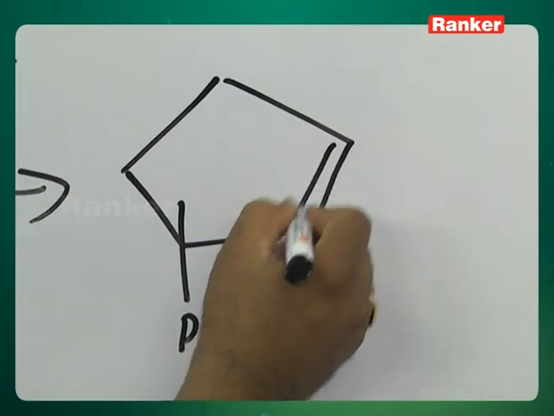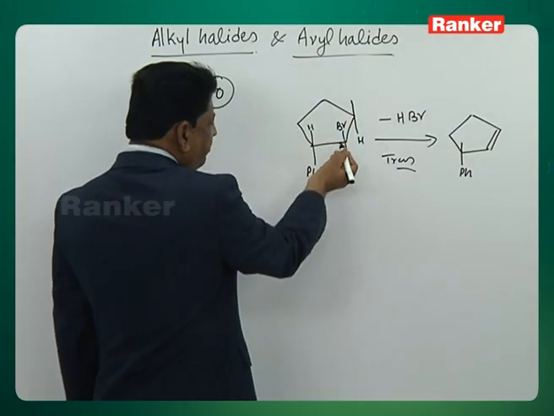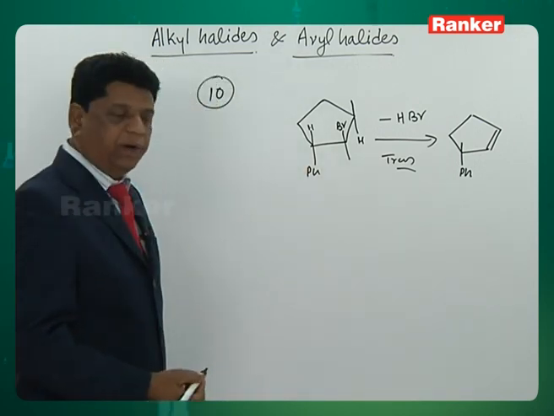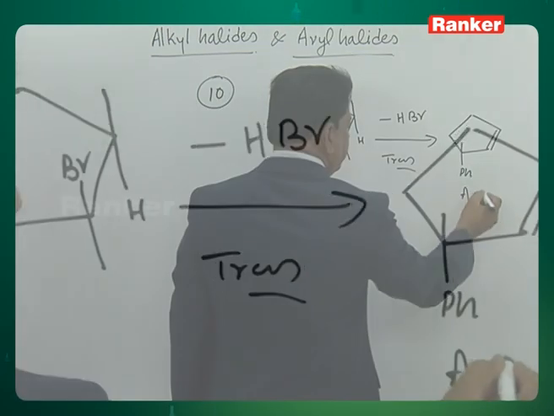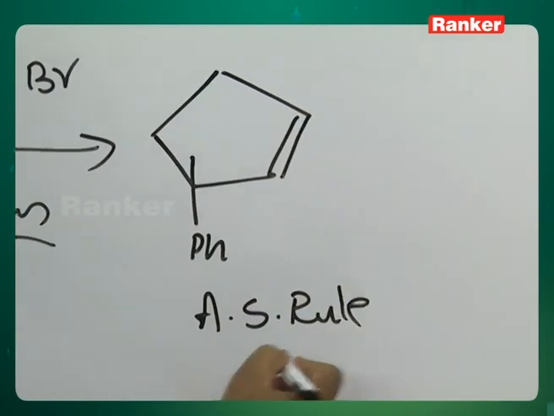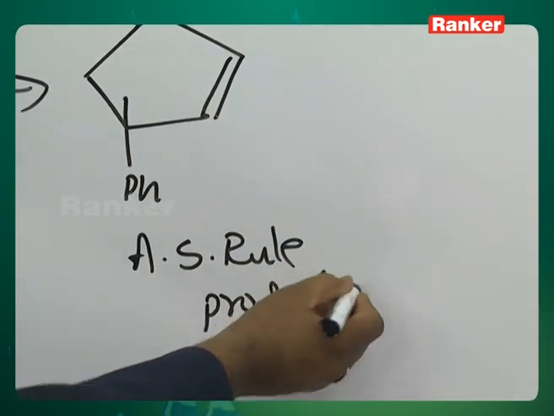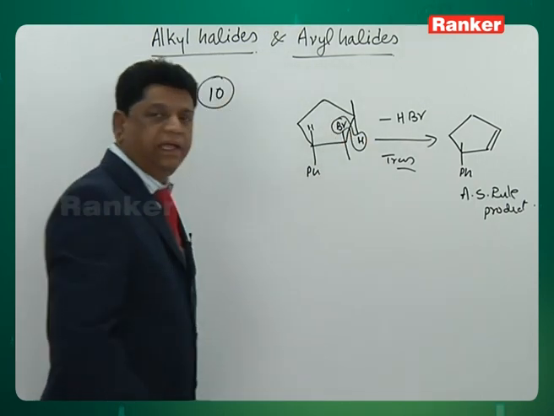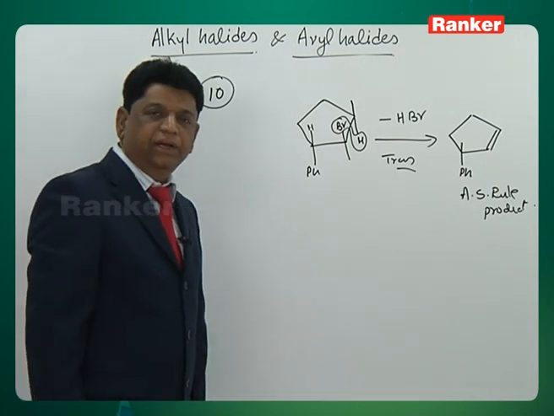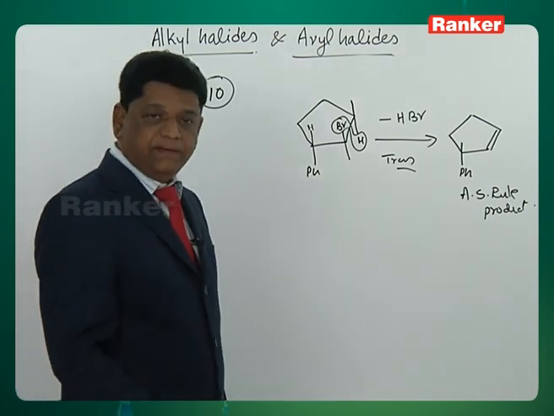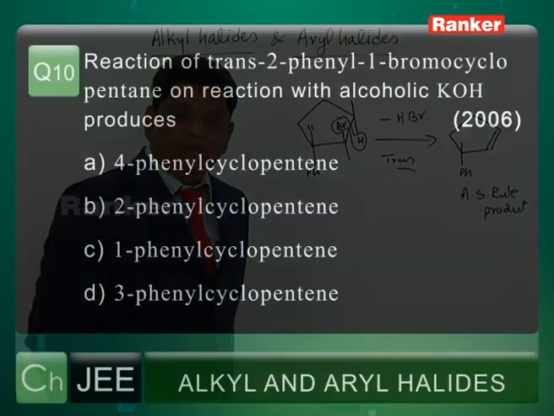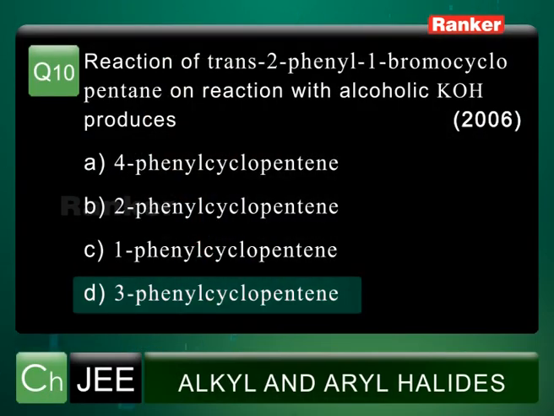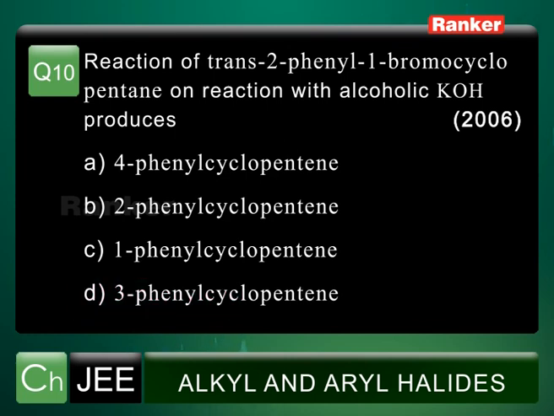Phenyl will be there, but the double bond goes that side. Actually, if the double bond comes this side, that is the Saytzeff rule product. This is an anti-Saytzeff rule product actually. Here we give preference to trans coplanarity, the trans elimination being the preferential elimination. So H and Br are selected from the other side, not from the phenyl side. So answer D will be the right answer. That is 3-phenyl. From the alkene side, it is 3-phenyl-1-cyclopentene that will be the answer.